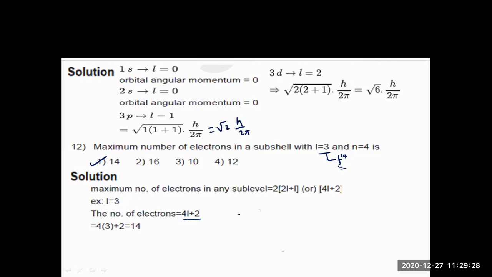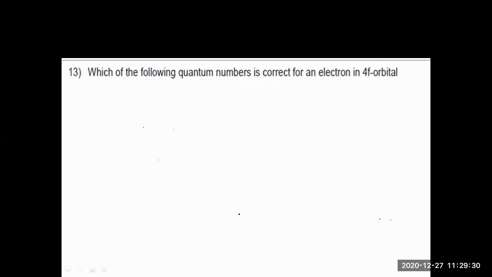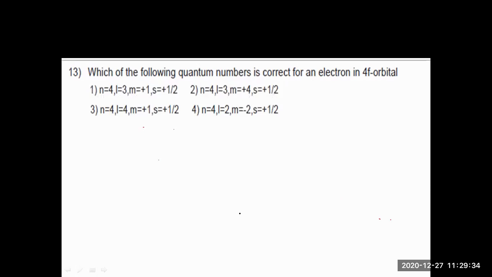Okay. 13. Which of the following quantum numbers is correct for an electron in 4f orbital? First option, sir. N is equal to 4, L is equal to 3, M is 0.